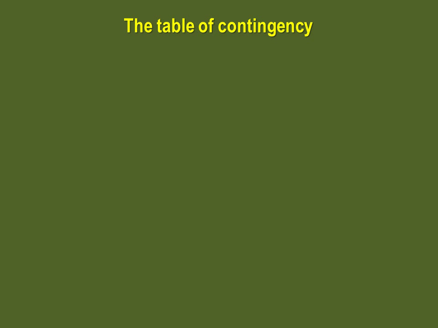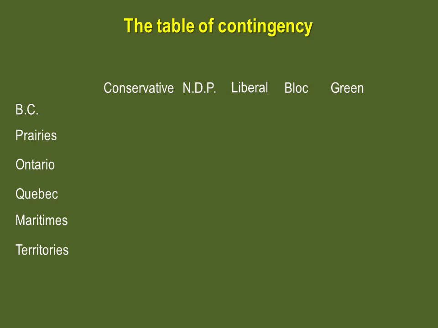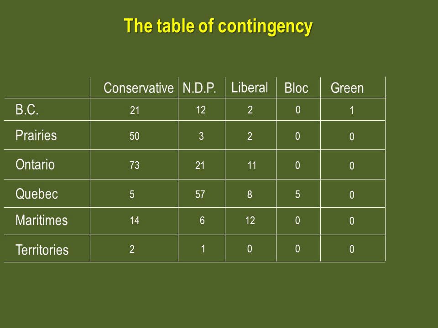As an example, we'll do a table of contingency for the Canadian House of Commons after the federal election of 2011. Our first variable would be the political party, for which we have Conservatives, the NDP, the Liberal Party, the Bloc Québécois, and the Green Party. Our second variable could be Canadian regions, for which we could have BC, the Prairies, Ontario, Quebec, and the Maritimes, as well as the territories. Now these are the corresponding values.